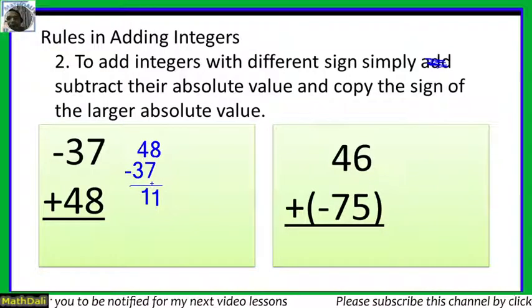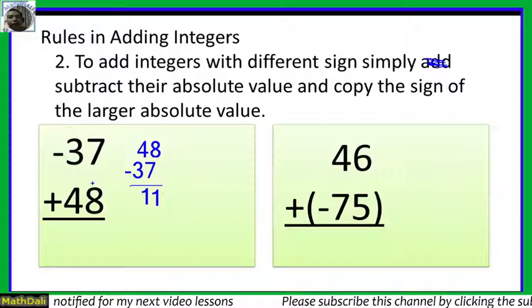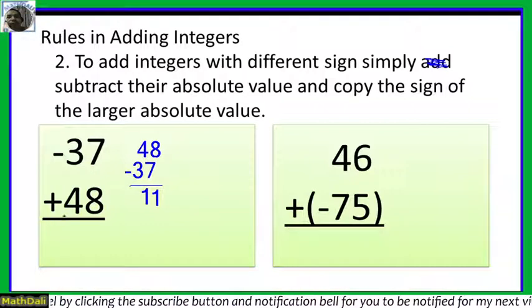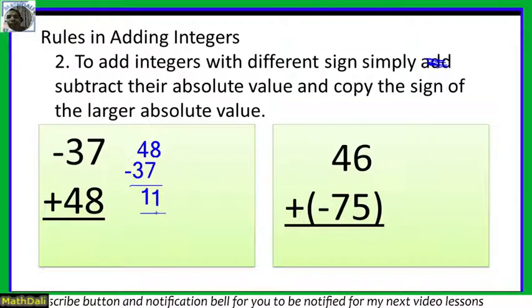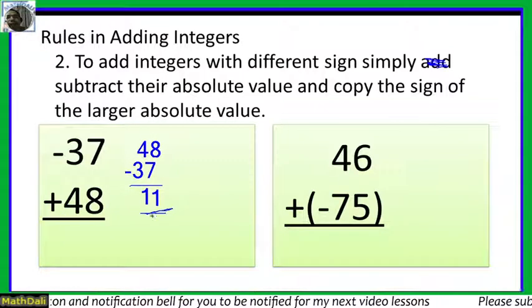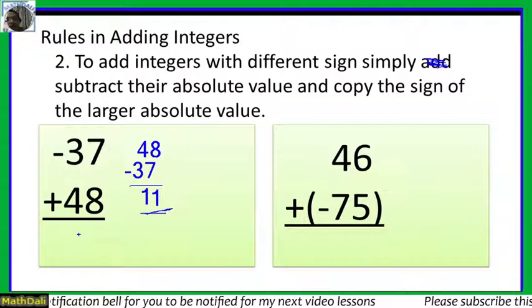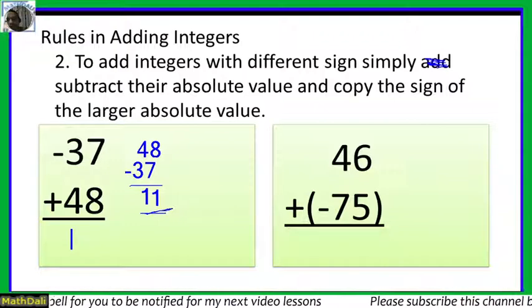1. Okay, so, yan. Ano yung absolute value ng ating negative 37? That is positive 37. Absolute value of 48, that's equal to 48. Since mas malaki yung absolute ng positive 48, kaysa sa negative 37, so, kokopyahin natin yung sign ng 48, and that is positive. The answer will be positive 11. Lagyan lang natin dito yung sagot. Will be 11.